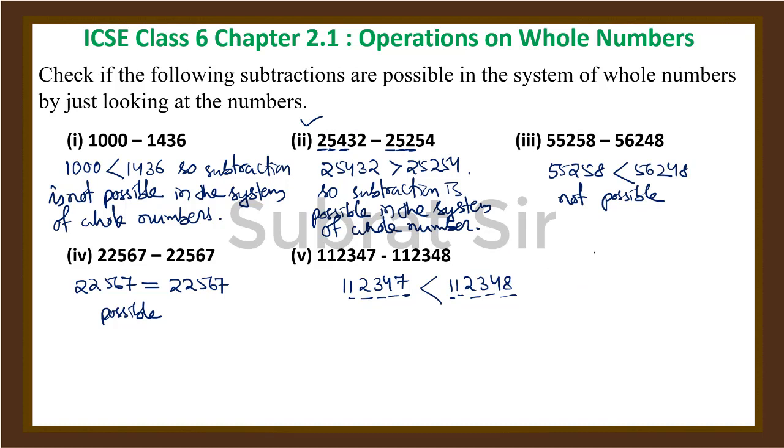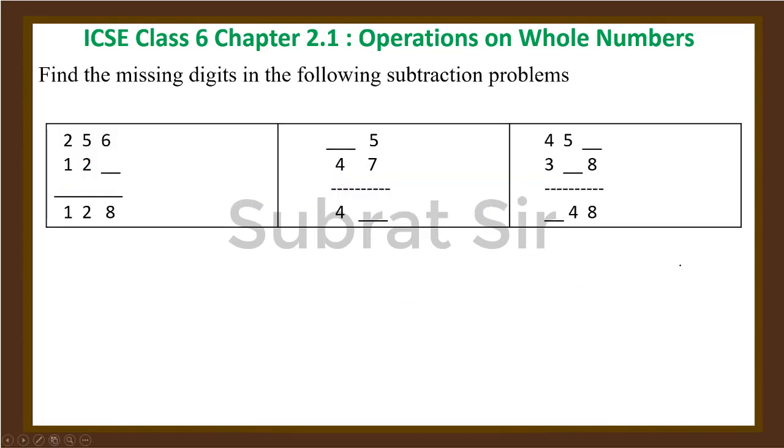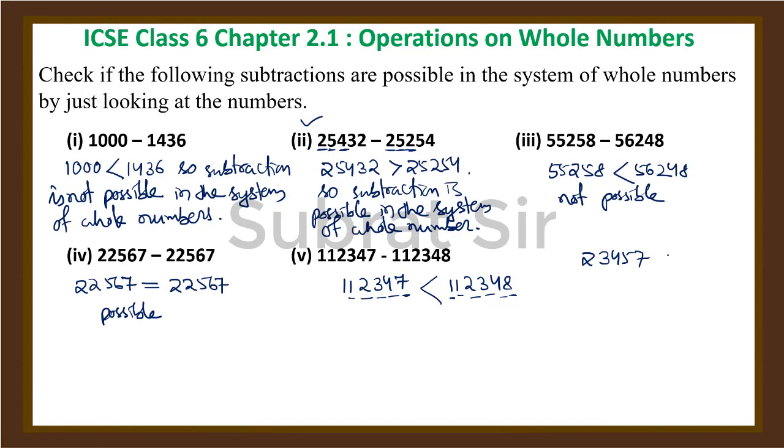Okay, let us take another number. 23457 and 3285. Here 5 digits are there and here 4 digits. So definitely the first number is greater than the second number.